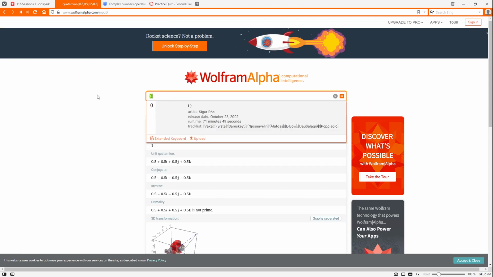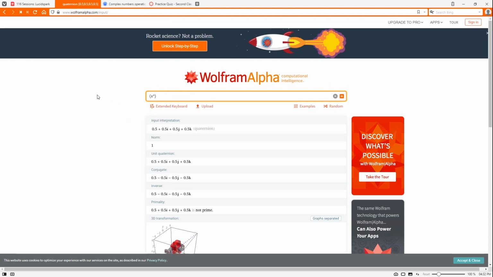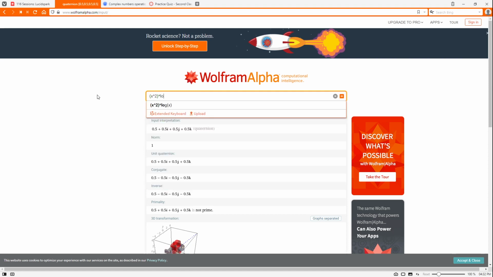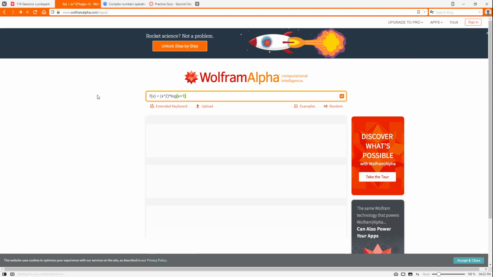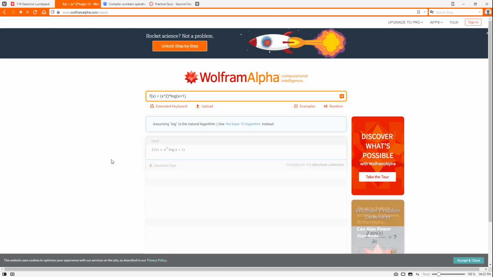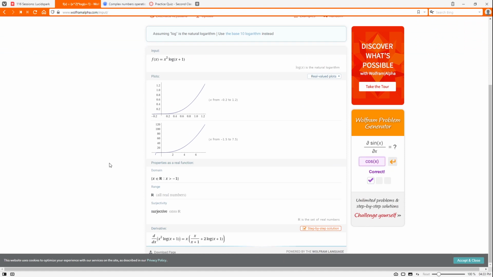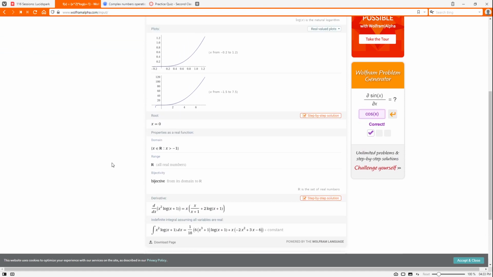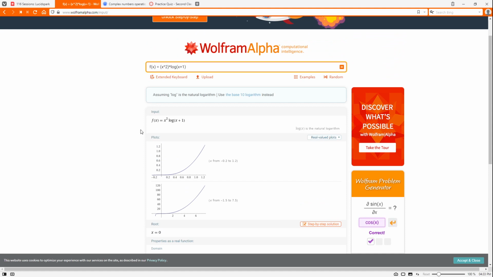Okay, so we're doing x squared times the log of x plus 1. Actually, we're doing f equals. Does Wolfram Alpha work for this? It does. I usually use it for this, yeah. Okay, so we can see that this is what we were working on. This is f of x.